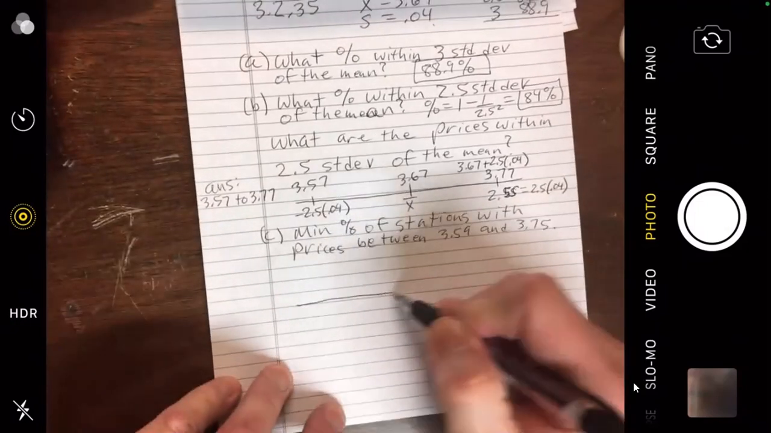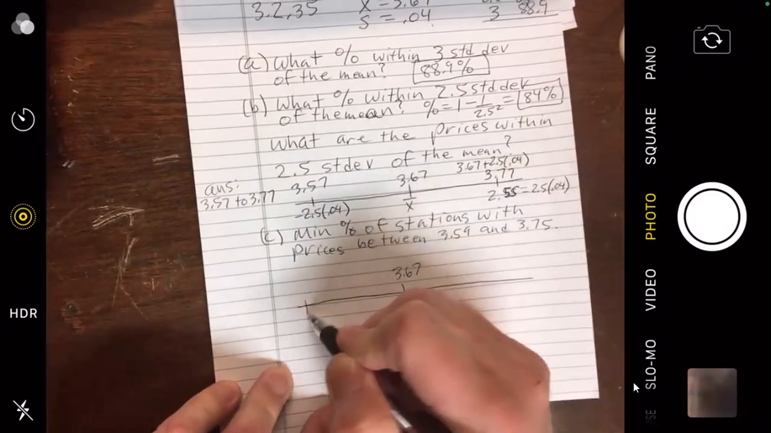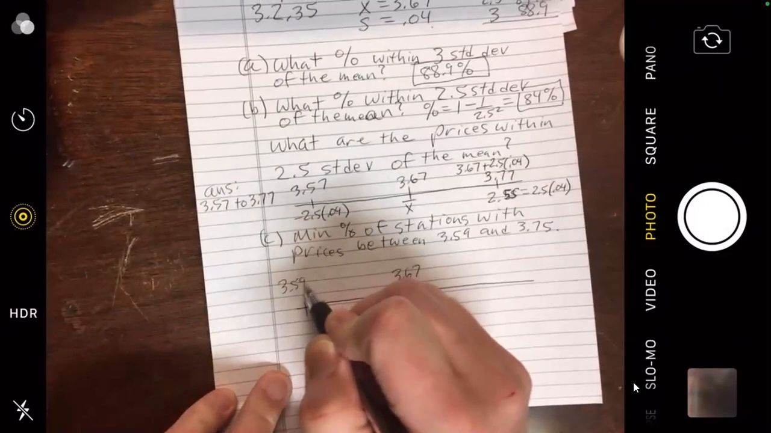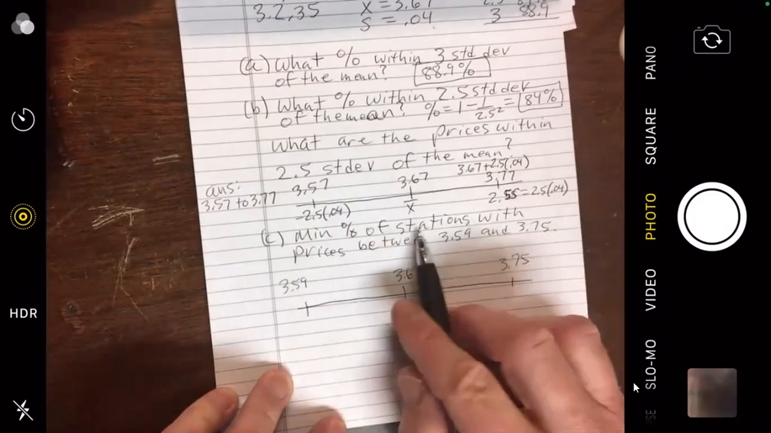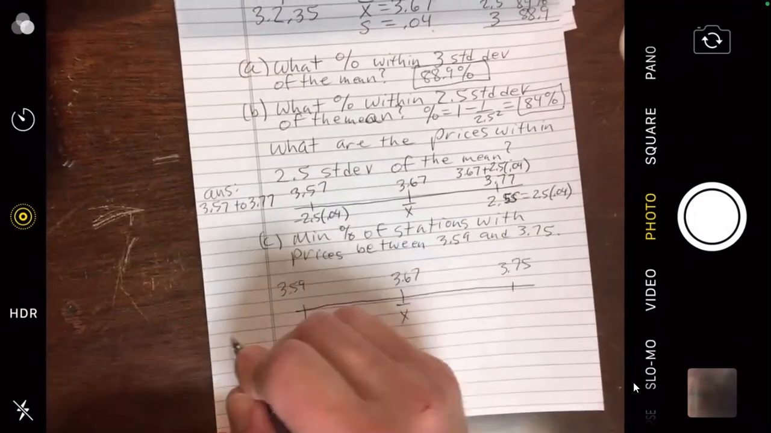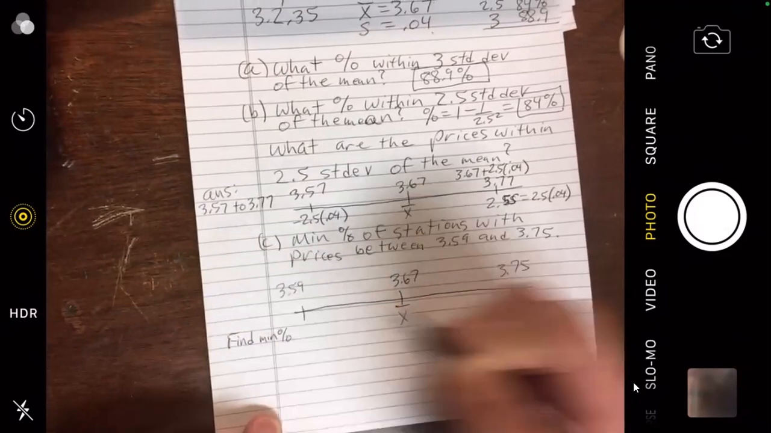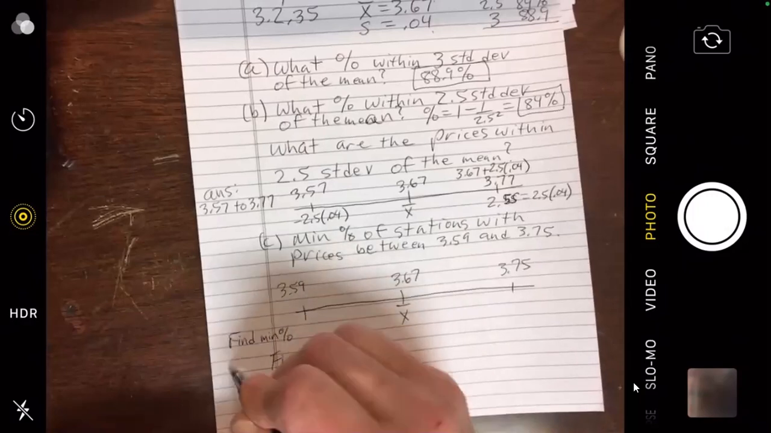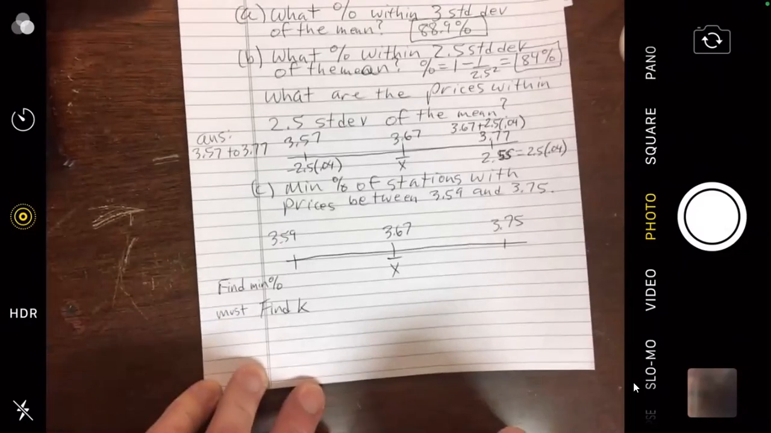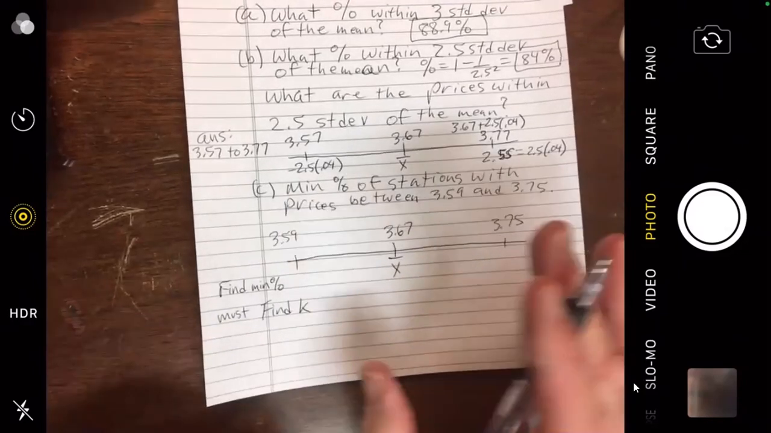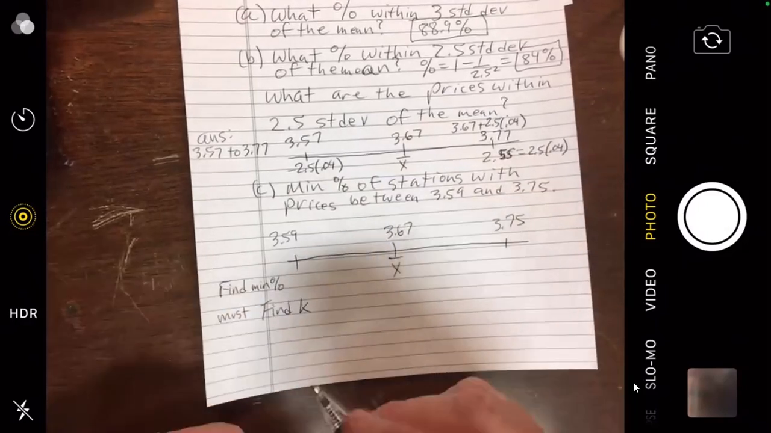Now part C is the reverse problem. For the mean, you've got 3.67. Down here you've got 3.59, and up here you've got 3.75. They want to know the minimum percentage of stations between that. Find the minimum percentage. Well, you must find K. There are formulas for it, but I can't show them to you until we hit 3.4. So right now, we're just going to do it on our fingers, or by adding.